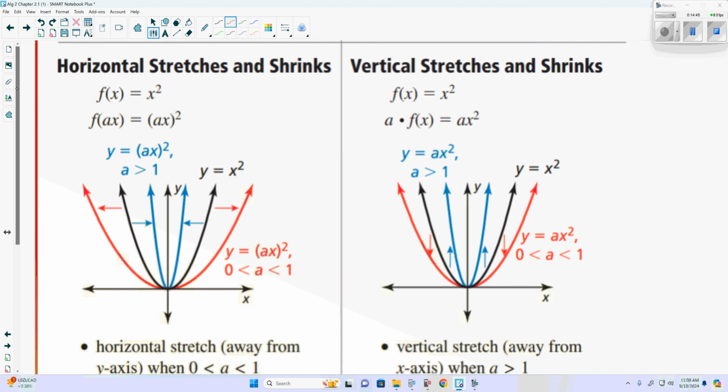Horizontal stretch or shrink. So horizontal stretch, if b is greater than 1, and horizontal shrink if 0 is less than b is less than 1. Have to flip. And we'll see that here in a second.